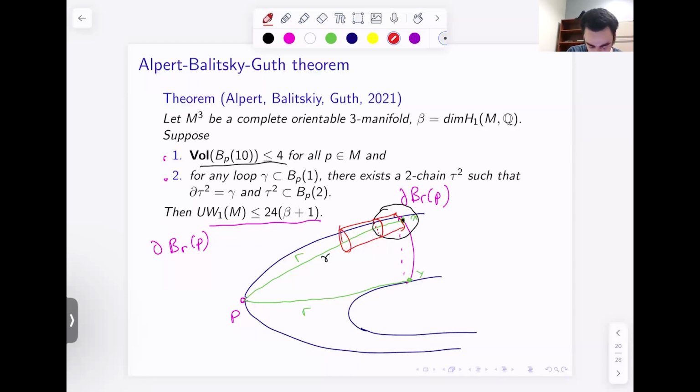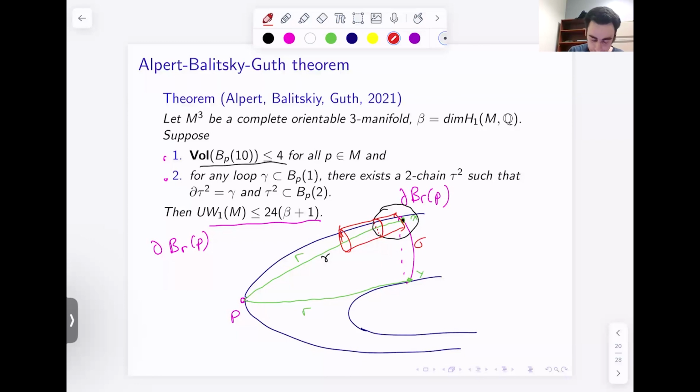But you can pick the radii of this ball and the cylinder so that they're sufficiently large. And it will follow that this filling cannot intersect this geodesic gamma or this other geodesic, let's call it sigma, connecting x and y. So we have a curve which can be filled. On the other hand, it cannot intersect these two curves.